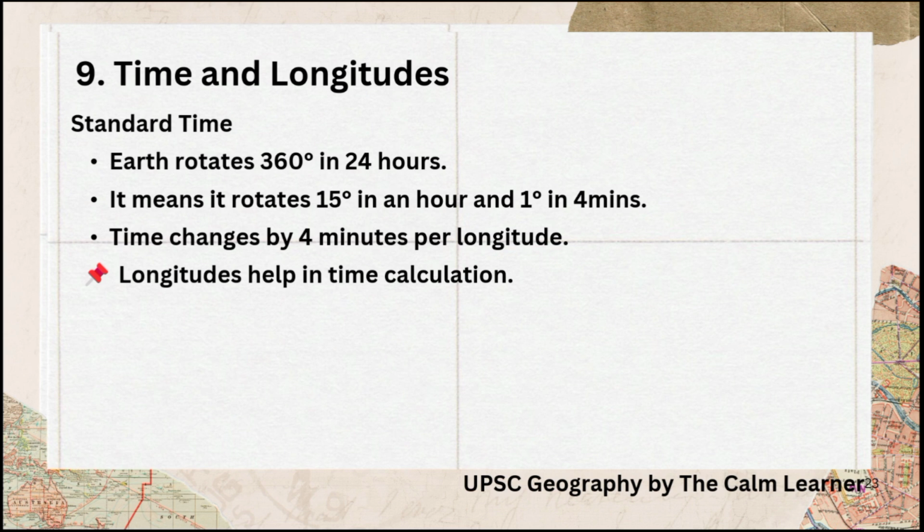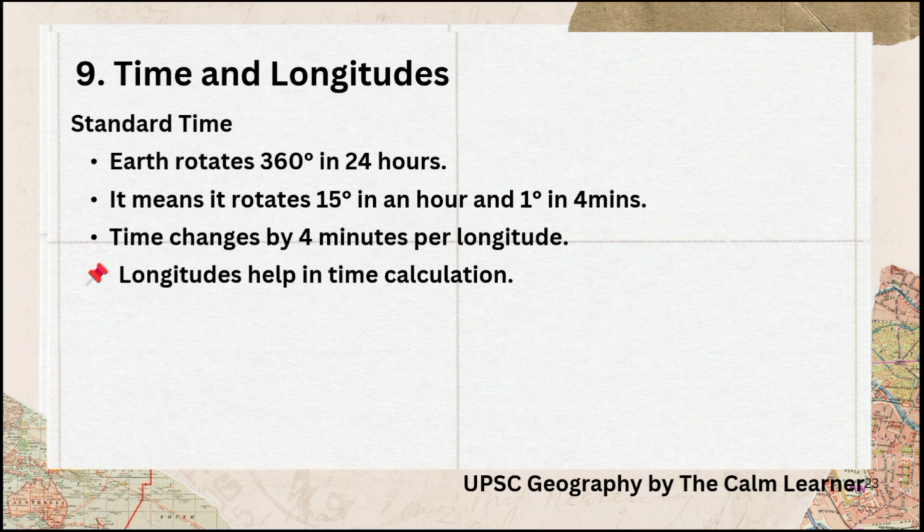Now, if we wonder why different places have different time, it is because different places lie on different longitudes. They face the sun at different times. Places located towards the east see the sun earlier and their time is ahead. Places located towards the west see the sun later and their time is behind.